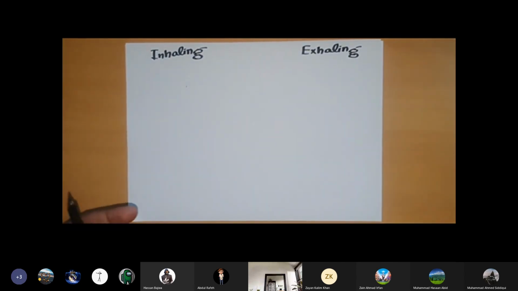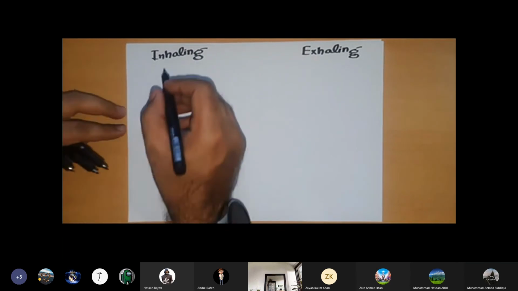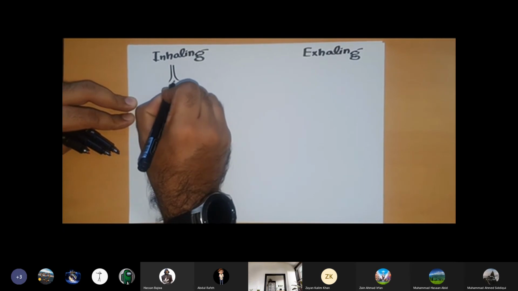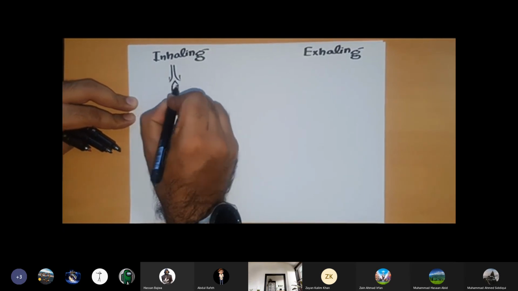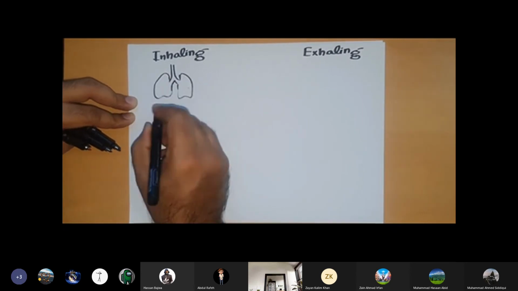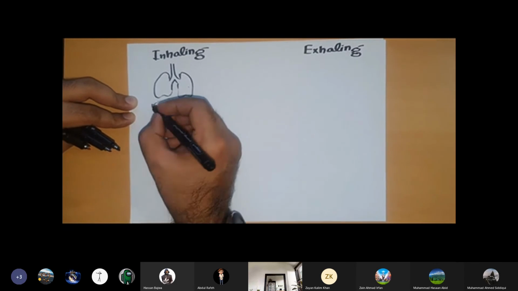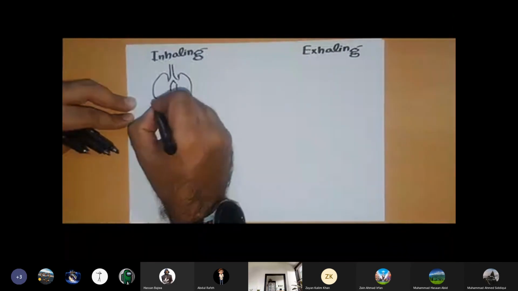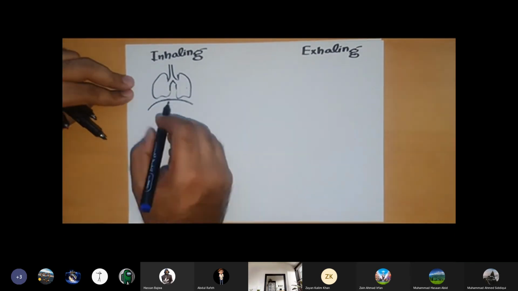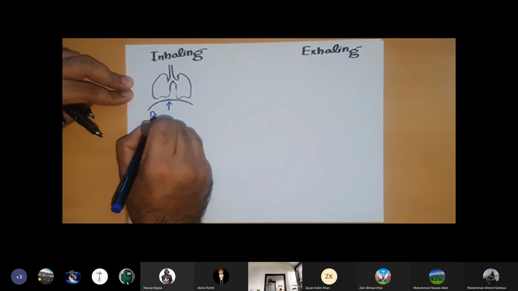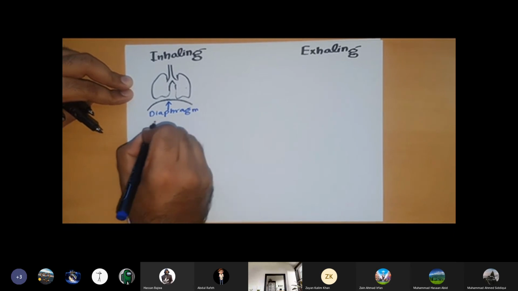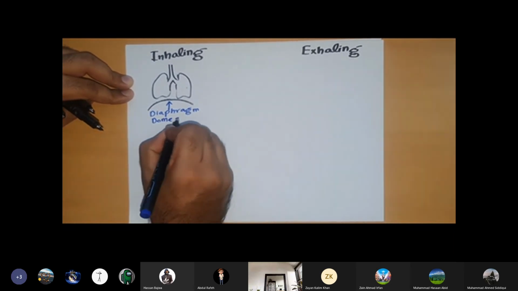Now, remember one thing, that naturally the diaphragm is a dome-shaped structure. I'm just drawing a small diagram for your understanding. Naturally, the diaphragm is a dome-shaped structure. Let me mention over here that this is diaphragm, and it is in dome shape.